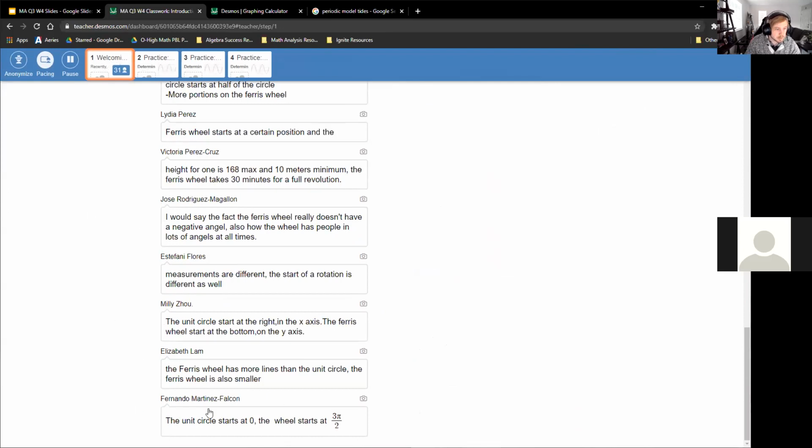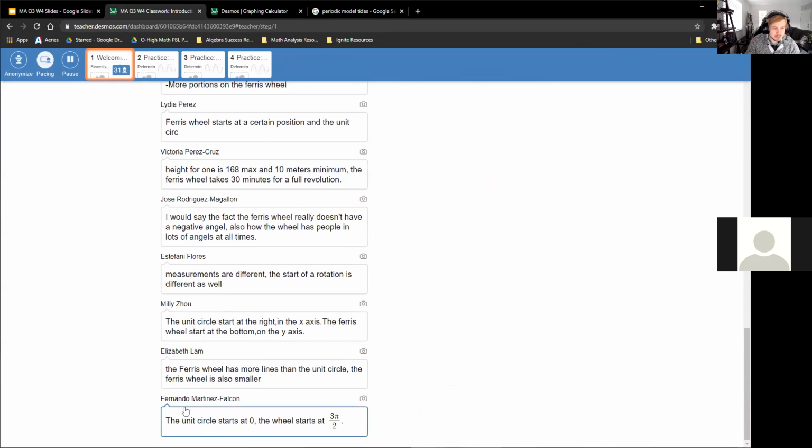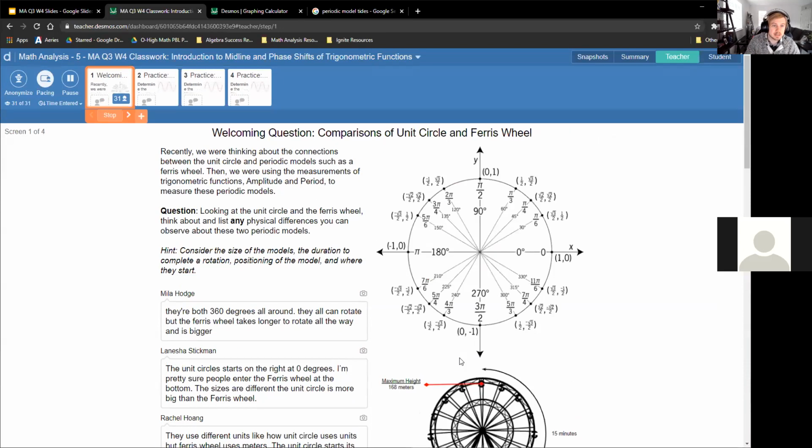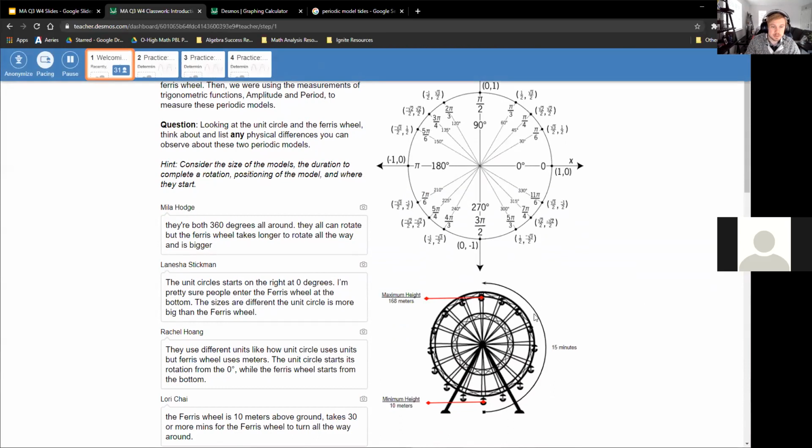So one thing that is observed, Fernando says the unit circle starts at 0, the wheel starts at 3π/2. That's a good observation. That's the starting position, guys. So if you look at our two models, remember the Ferris wheel, the people started at the bottom. They started at the minimum here, whereas the unit circle, we view it as starting on the right side at the midline. So that's a good thing to observe.